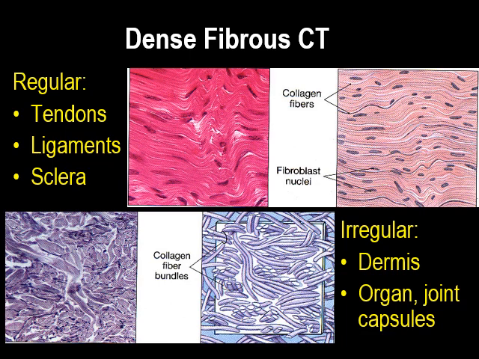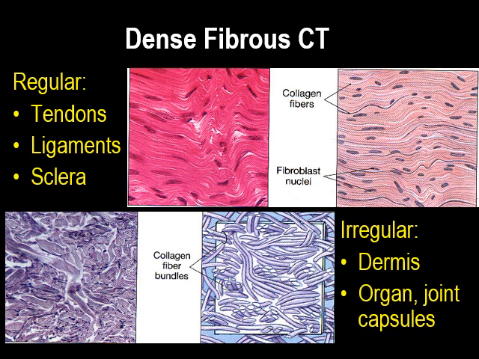The difference between irregularly arranged and regularly arranged dense fibrous connective tissues is like the difference between your hair when you first get up in the morning and after you comb it. Dense fibrous connective tissues are stronger than loose fibrous. Regularly arranged is the stronger of the two.